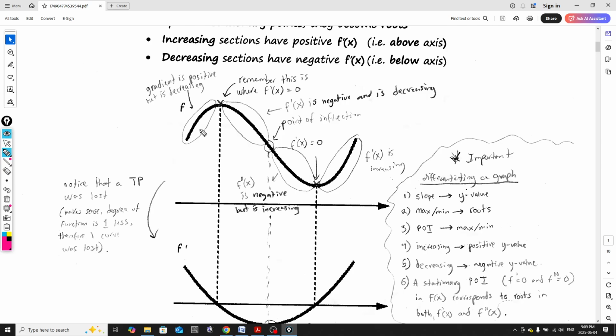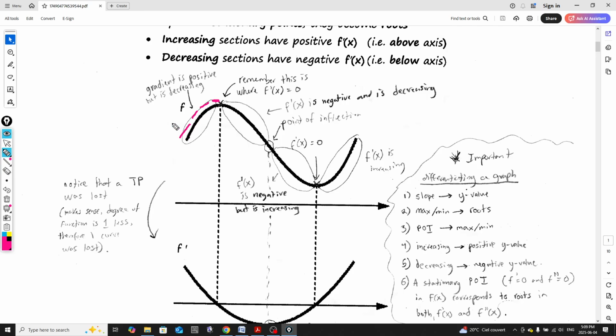Where the graph of f is increasing, that's a result of positive slopes, right? The slopes here are all positive. Like I said, this was a slope of 3, a slope of 2, a slope of 1, all the way over here. All of these are positive slopes, and that means those are all positive y values. Now, we'll notice that those positive y values are decreasing.